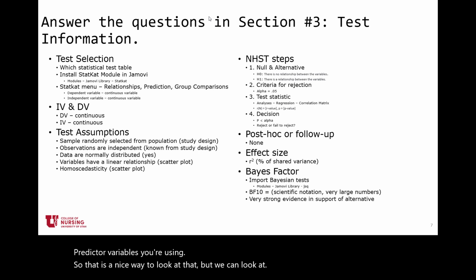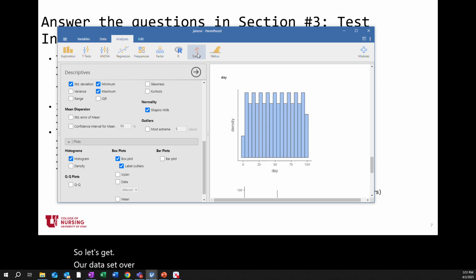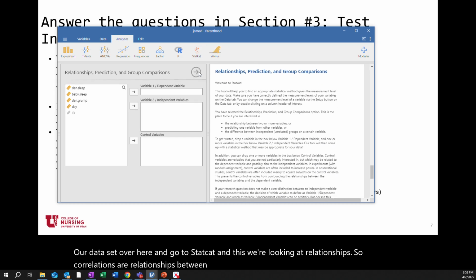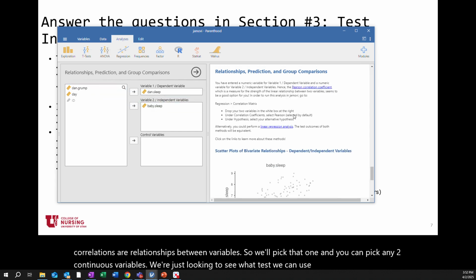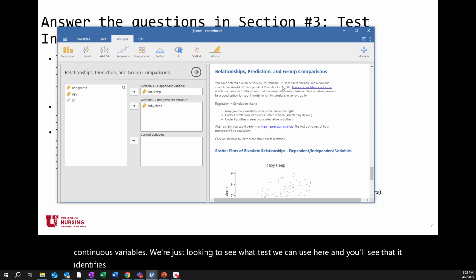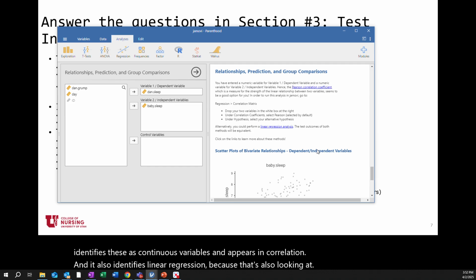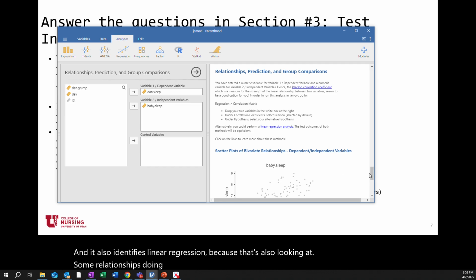So that is a nice way to look at that, but we can look at this in Jamovi. So let's get our data set over here and go to StatCat, and this we're looking at relationships. So correlations are relationships between variables. So we'll pick that one. And you can pick any two continuous variables. We're just looking to see what test we can use here. And you'll see that it identifies these as continuous variables and a Pearson correlation. And it also identifies linear regression, because that's also looking at some relationships, doing some prediction with it.